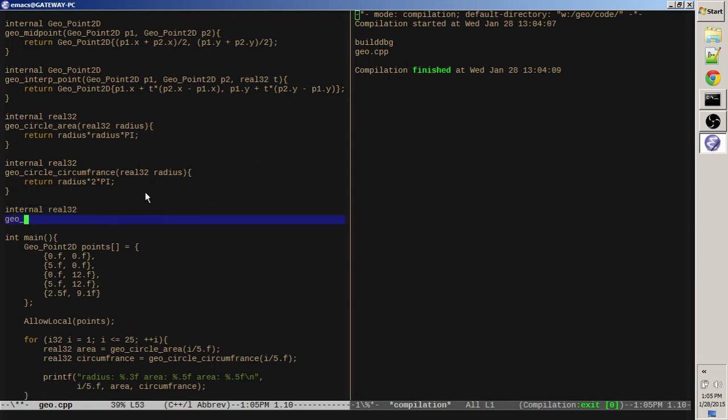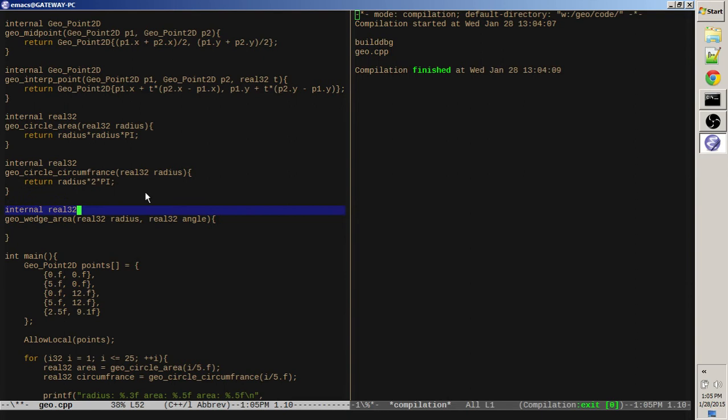So I want to be able to find the areas of those. I'll call it, it's not arc area, I can't remember the name, so I'll just call it wedge circle. Wedge area takes the radius of the circle, and then the angle, basically, and all of these angles are measured in radians.